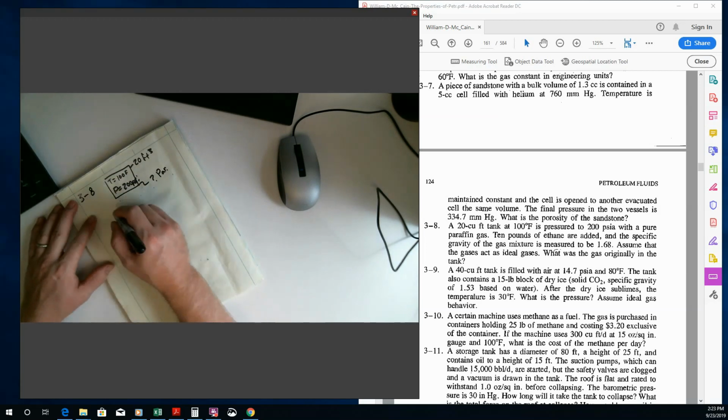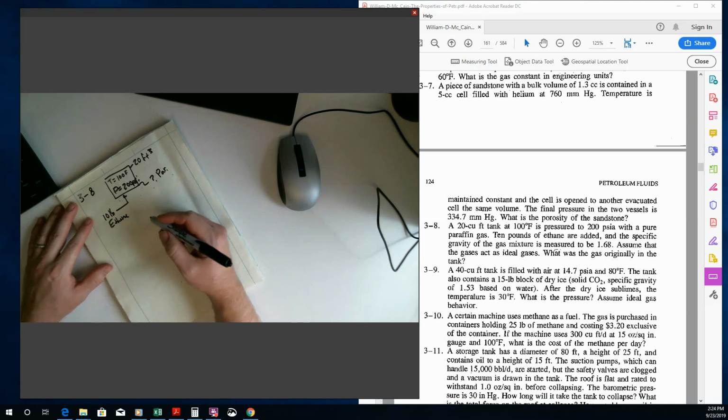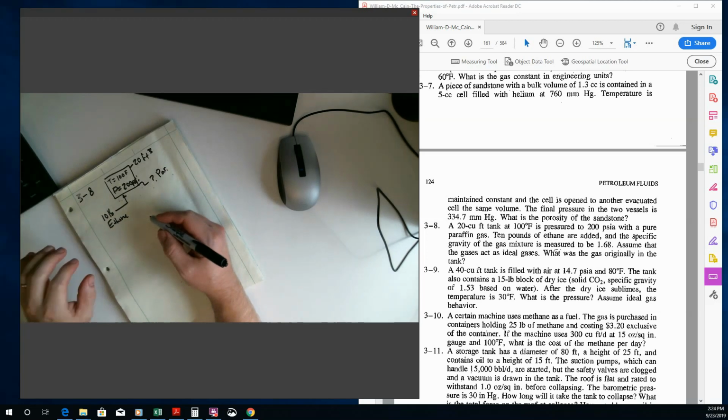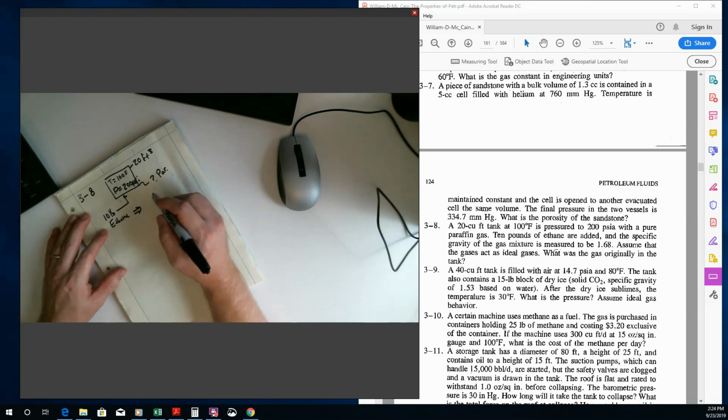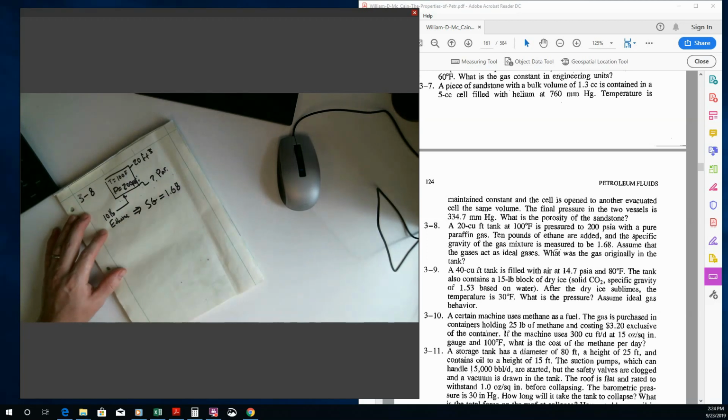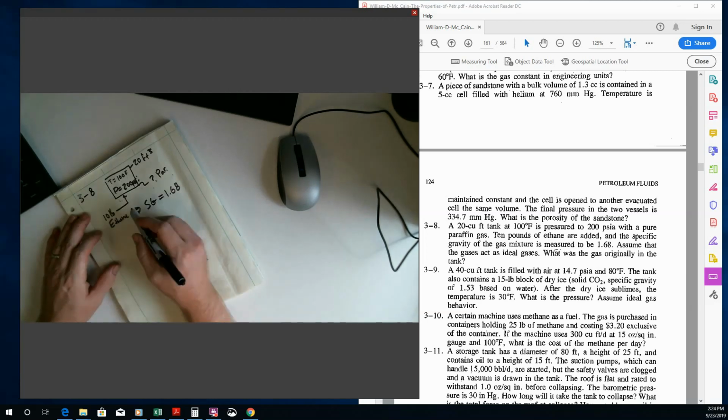So we add to the system 10 pounds of ethane. And the mixture is measured specific gravity equals 1.68 when you have that final mixture. So now we're going to have to work, let's see, now we're going to have to work our way backwards here.